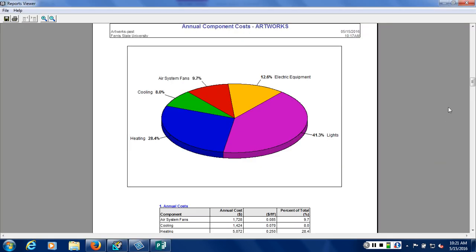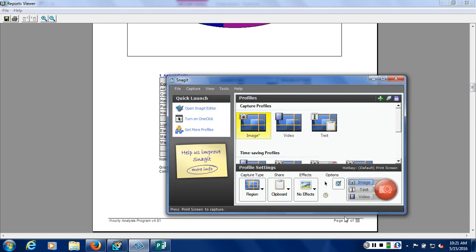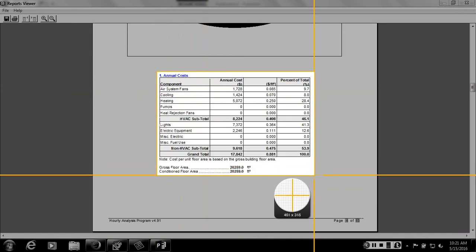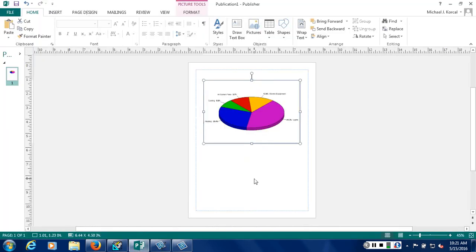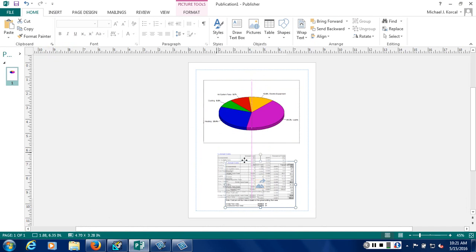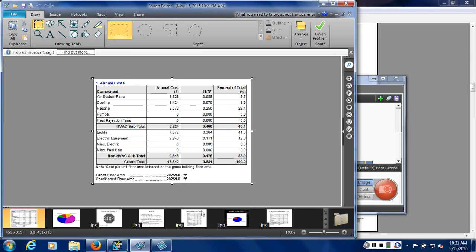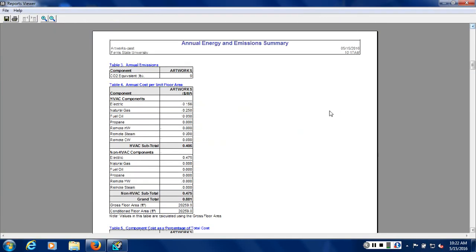I could go back to my Carrier program, drop down to the table, go back to my screen capture program, capture the corresponding table, right-click copy, go to my document, right-click paste. It's that easy. So that's just a quick side note on how to extract information out of the Carrier program that we're going to need.